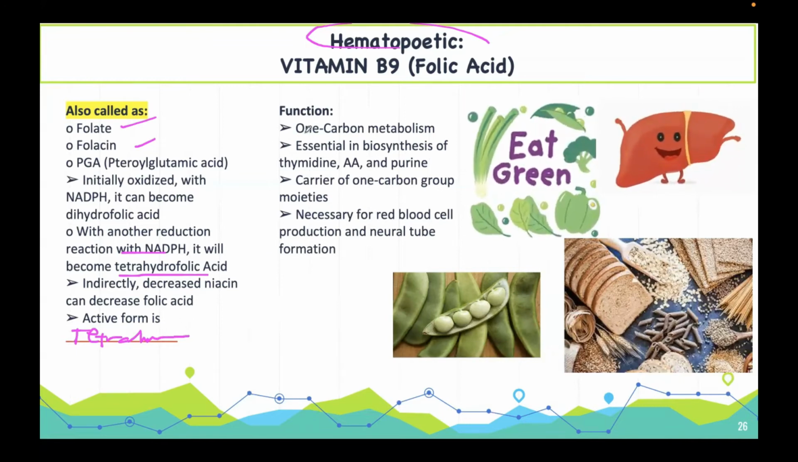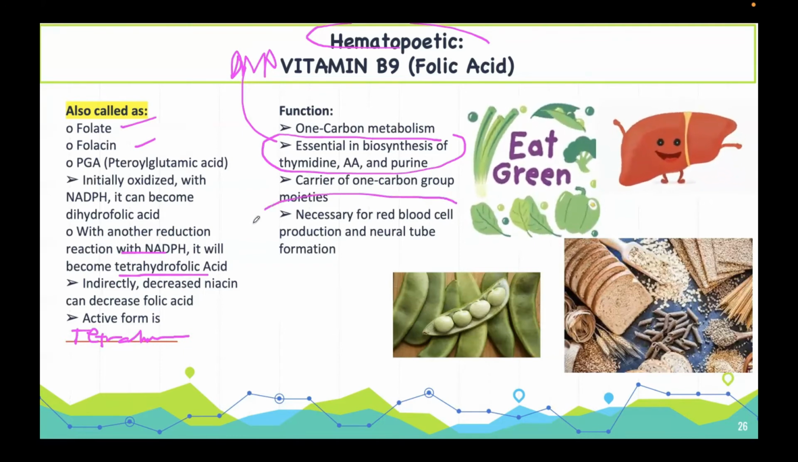And then these are the functions of your vitamin B9. It is a one-carbon metabolism, essential in the biosynthesis of your pyrimidine, amino acid, and then the purine. Mainly, this is involved in your DNA synthesis. Tandaan po. Kaya po nabanggit sila biosynthesis of your thymidine, amino acid, and then the purine. Folic acid is important in the DNA synthesis. It is a carrier of one carbon group moieties. And then, it is necessary for red blood cell production and neural tube formation.